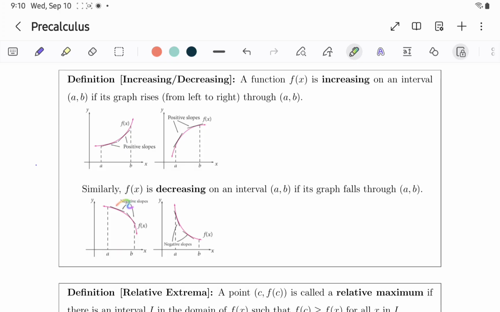And we also have the examples of graphs of functions that are decreasing. And again, if we view them from left to right, well, they are falling. And again, at every point on the graph of a decreasing function, we are going to find that at that point, the function has negative slope.